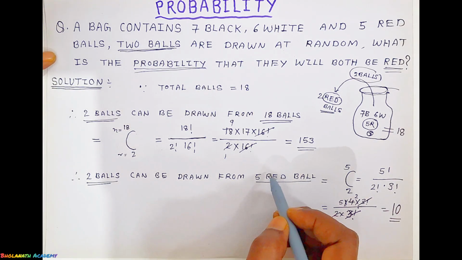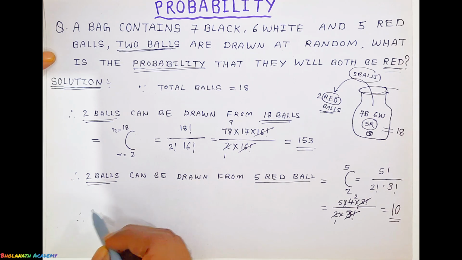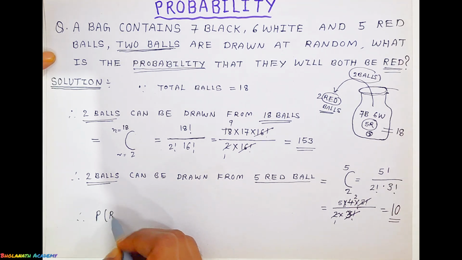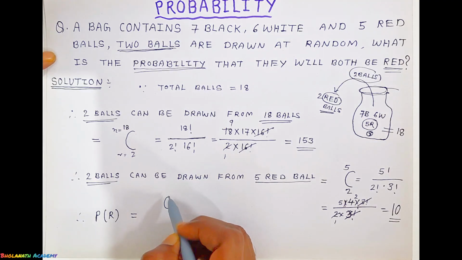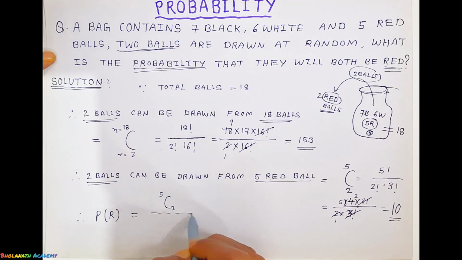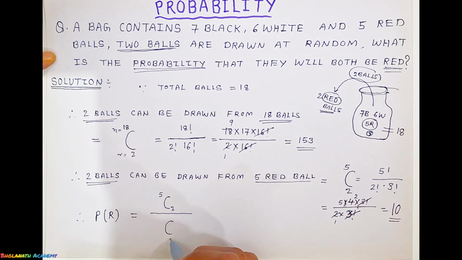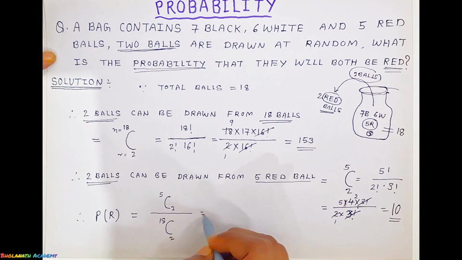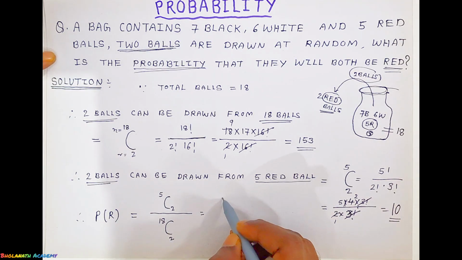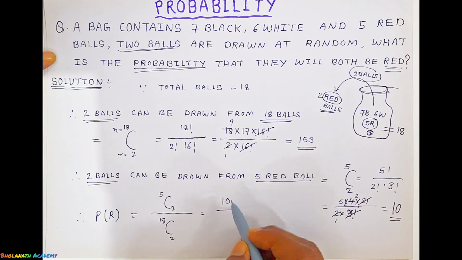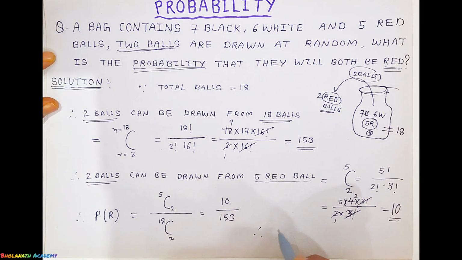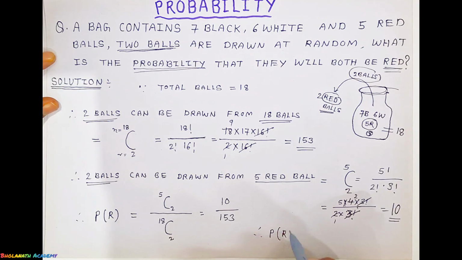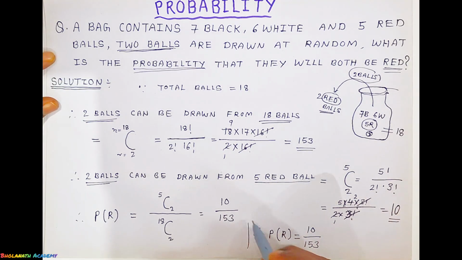Now what will be the probability of getting red balls? The probability of getting red balls is nothing but the number of ways of getting 2 balls from 5 red balls upon the number of ways of getting 2 balls from 18 balls. That means 10 in the numerator and 153 ways in the denominator. So this is the answer: the probability of getting red balls will be 10 upon 153.